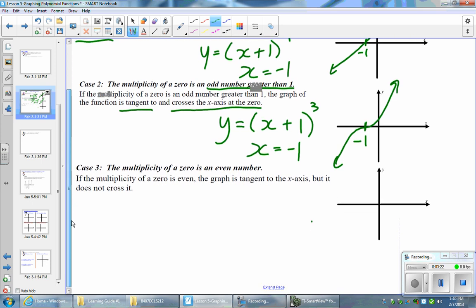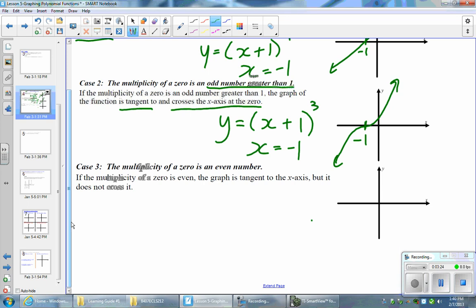Okay, so moving on to my last case. The last case is where the multiplicity of a zero is an even number. When this happens, the graph is tangent to the x-axis, but it does not cross it. Let's pick another polynomial here to graph. y is equal to, let's pick the same factor, x plus 1. This time the multiplicity has to be an even number. So let's pick 2, which is an even number.